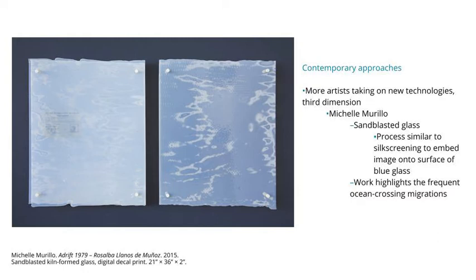But basically, you paint a resist on the glass and then sandblast everything around the resist and then take it out of the sandblaster, pull the resist up, and then where you placed the resist, the glass is super smooth and clear, the way it looked before you sandblasted it, and everywhere else it's got this rough sandblasted texture. This piece specifically highlights the frequent ocean crossing migrations of local wildlife in the ocean.